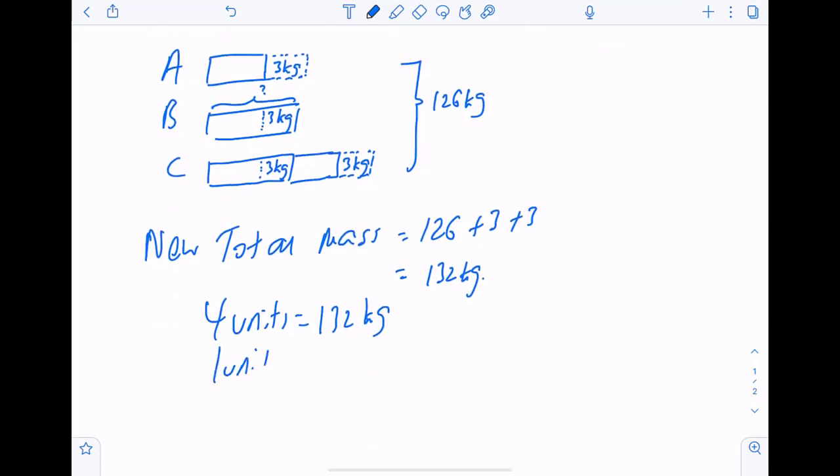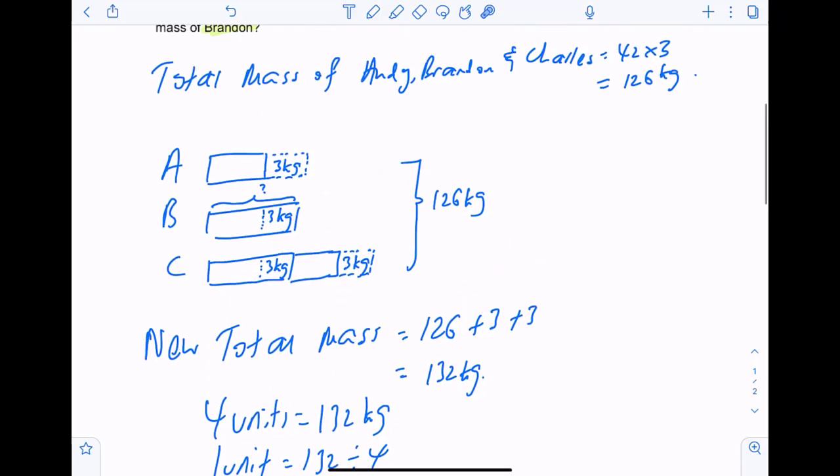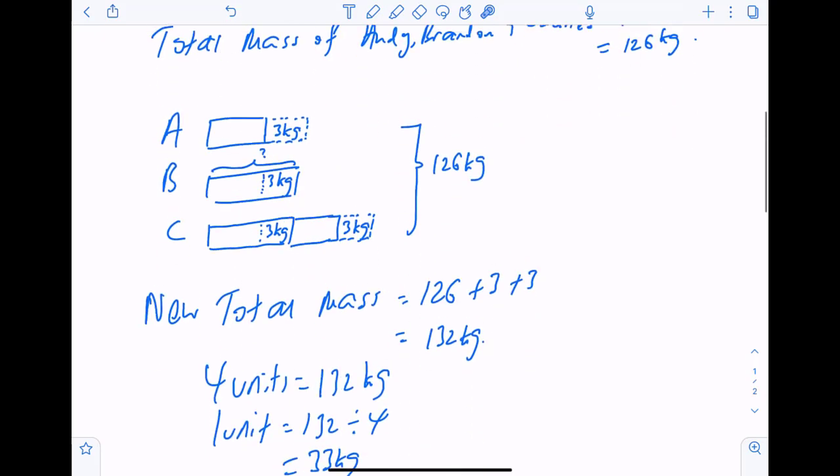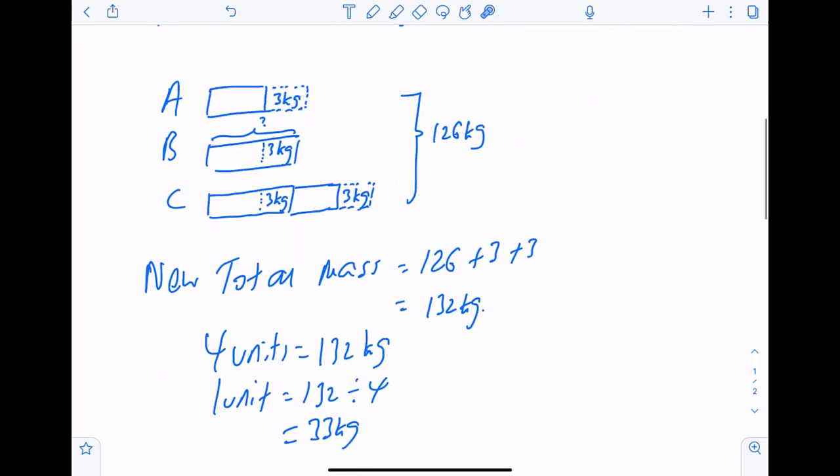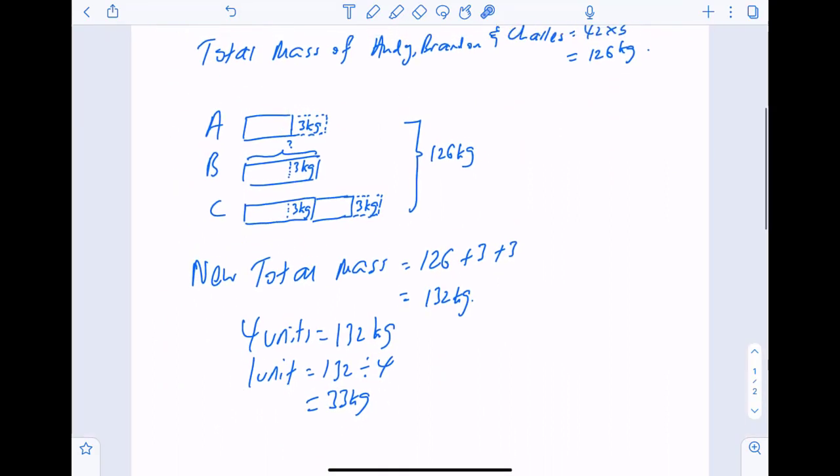1 unit will be equals to 132 divided by 4, 33 kg. Okay, so 33 kg will then be the value of 1 nice unit like this. Of course, if they were to ask you, hey, what's Andy's mass? That will be 33 minus away 3. Okay, so final answer for this question, what's Brandon's mass? That will be 33 kilograms.